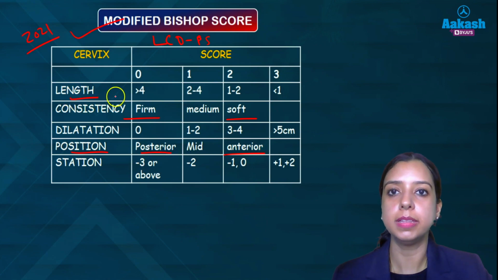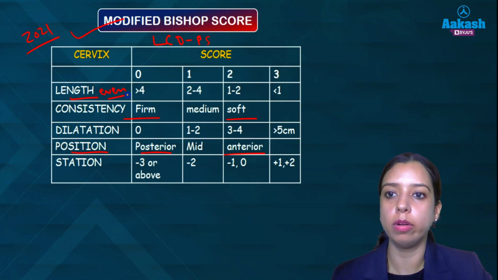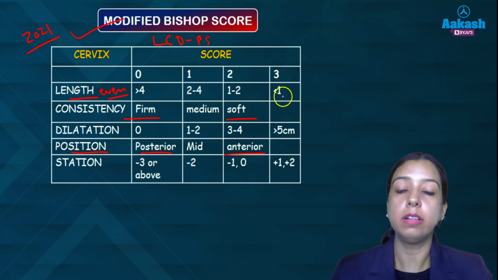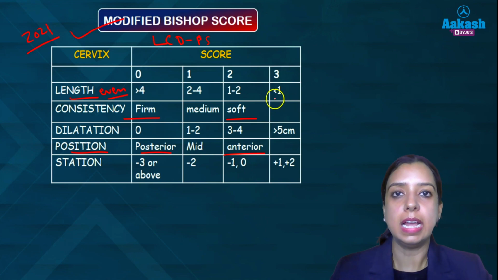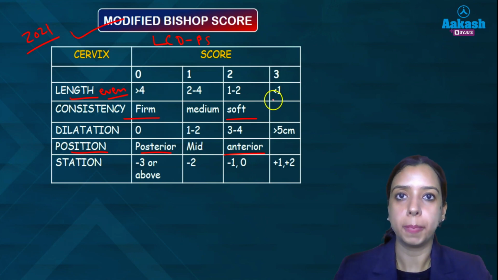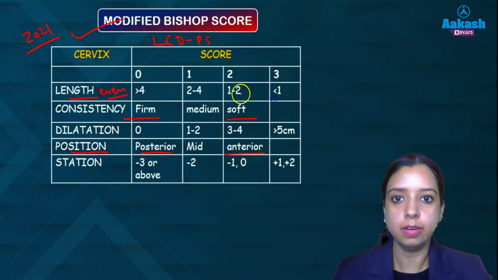Length, you can remember that it is an even number. You have to go even number. So length, when it is 4 centimeters, it's bad, it's 0. So you will start with minimum number. Less than 1 centimeter is a good score, maximum score. Less than 1, 1 to 2, 2 to 4, more than 4. All the even numbers, except 1, then even number jumps. That is how you remember.